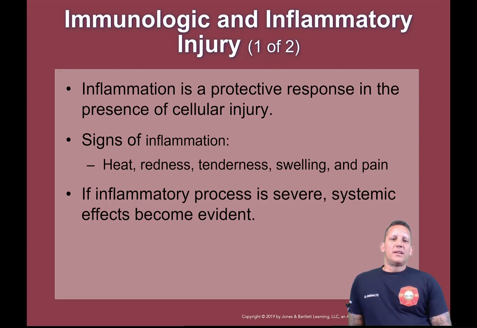So we have immunologic and inflammatory injury. Inflammation is the protective response in the presence of a cellular injury. Remember the previous slide where we were talking about hypoxia, and then the cell creating a mediator, which is an inflammatory signal, and the body will respond in kind by creating other parts of inflammation, right, which is heat, redness, tenderness, swelling, and pain. We'll get a little bit into that, and there's a slide in here that shows how that system works. If the inflammatory process is severe, systemic effects become evident.